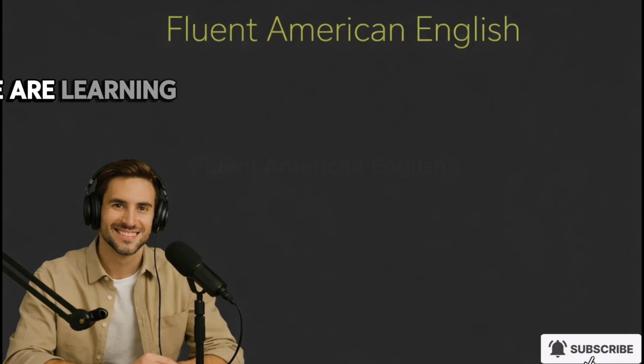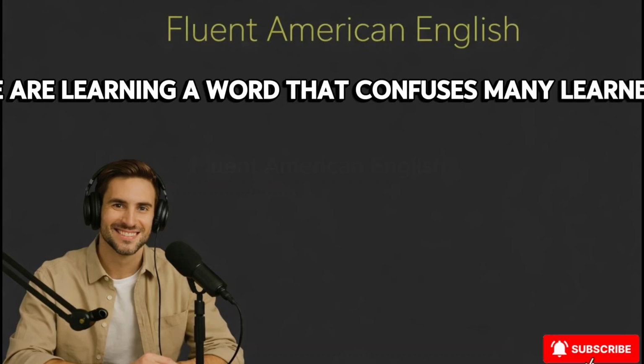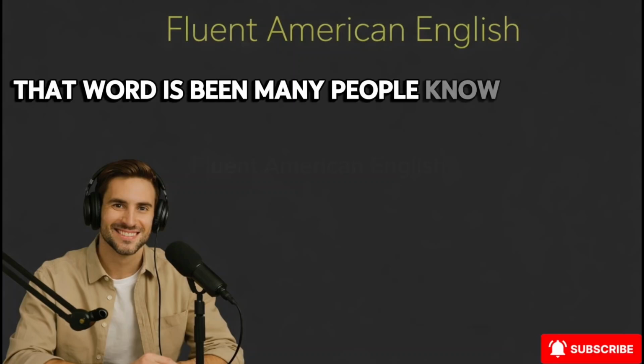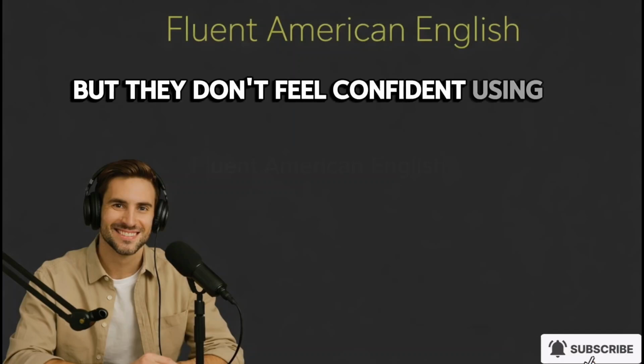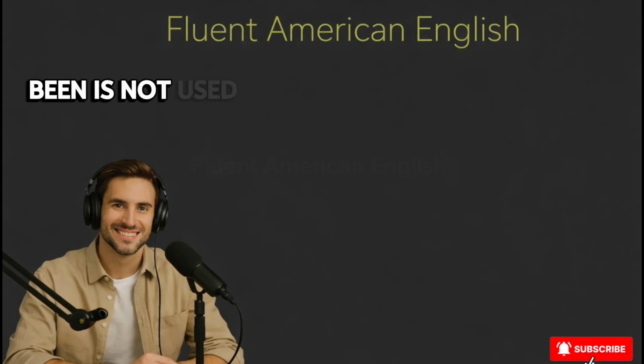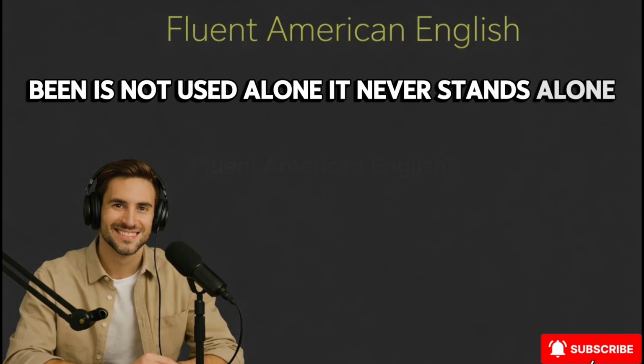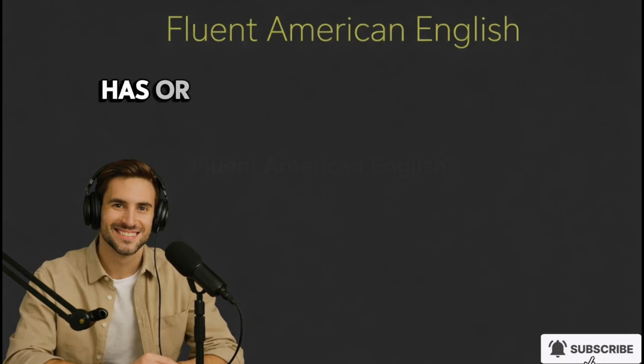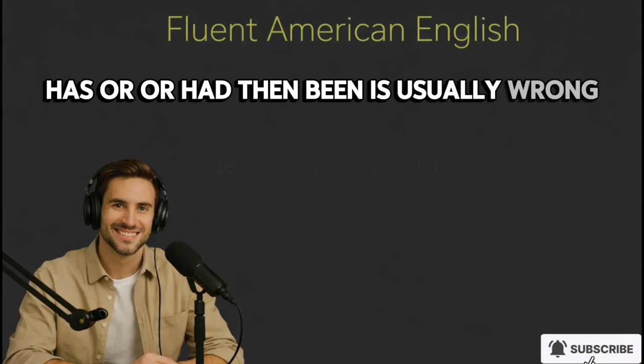Let's continue. In this part, we are learning a word that confuses many learners. That word is been. Many people know the word, but they don't feel confident using it. After this lesson, that confusion will start disappearing. First, understand this very clearly. Been is not used alone. It never stands alone. It always comes with have, has, or had. If you don't see have, has, or had, then been is usually wrong.